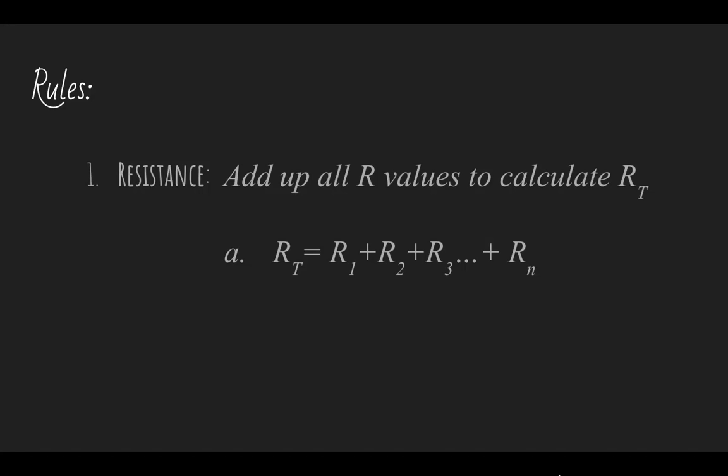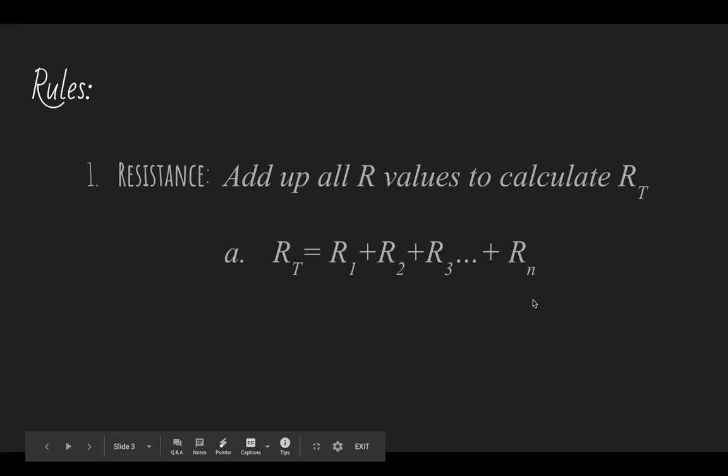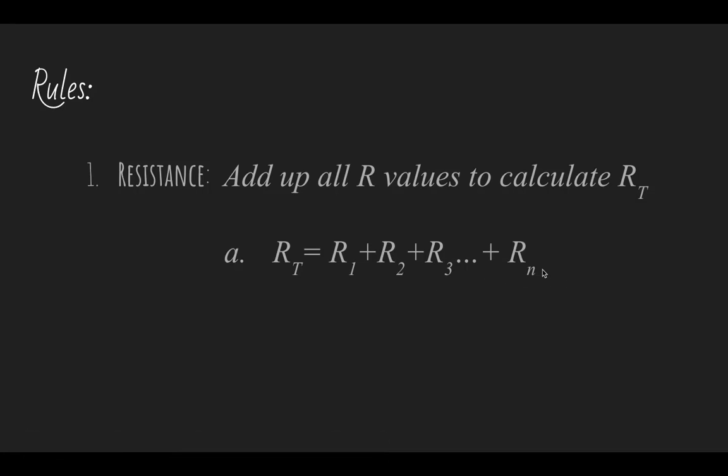For instance, for resistance, you have to add up all of the R values to calculate RT. So a written out formula would look like RT equals R1 plus R2 plus R3 plus Rn, or the given number of resistance values on a given circuit.